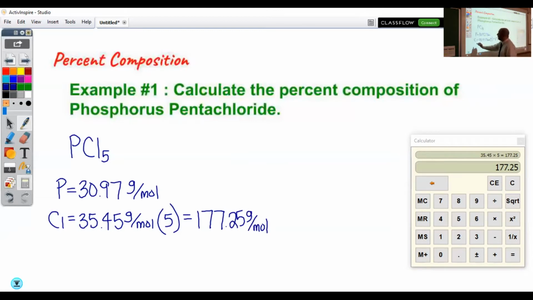Now, I want to find the total molar mass. So I'm going to add up these two numbers, 177.25 plus 30.97. So I wind up with an answer of 208.22 grams per mole.